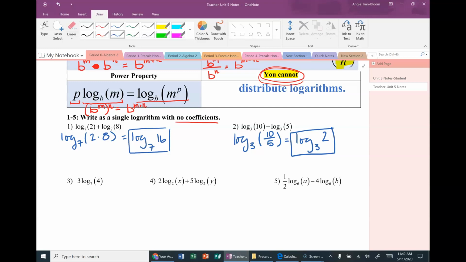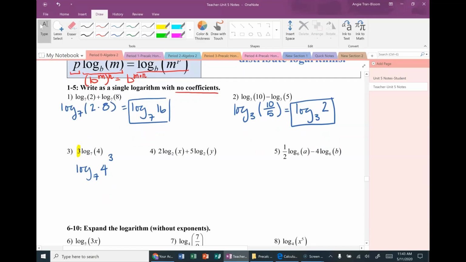Number 3, there is a coefficient in the front of 3. It does not want you to have a coefficient. So we're going to write log base 7. It's a product right now, 3 times log base 7 of 4. So that 3 becomes a power. So log base 7, 4 to the third, as you know already, that gives me 64.